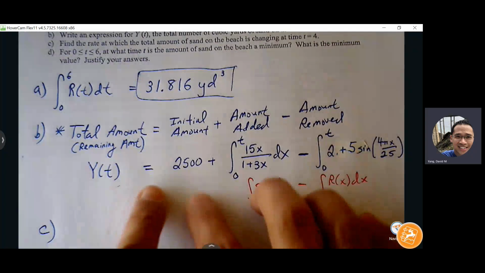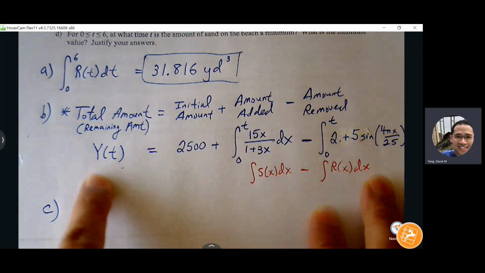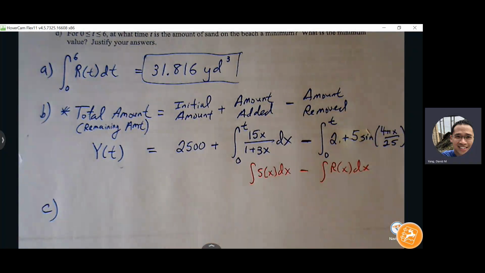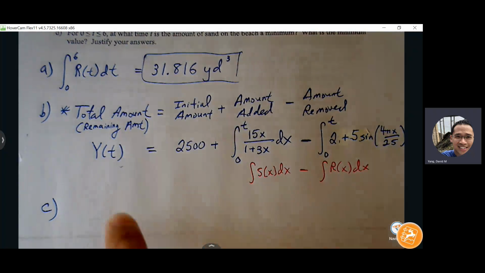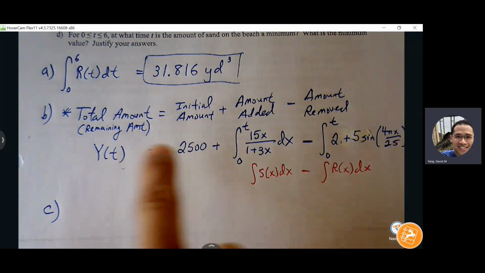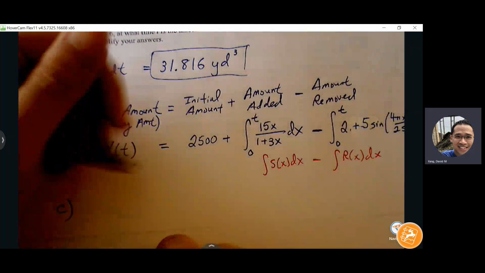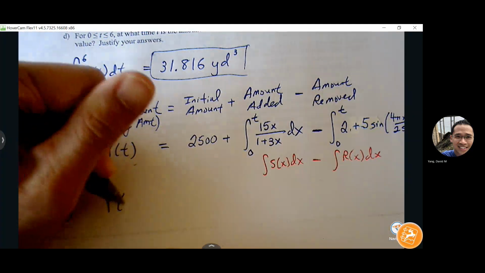So basically, they set us up for part C because, okay, here's my y of t, and now I'm going to build my y prime of t, which will be the rate at which the amount of sand is changing. And so I'm just going to take the derivative of everything that I see in front of me. Okay, so y becomes y prime.